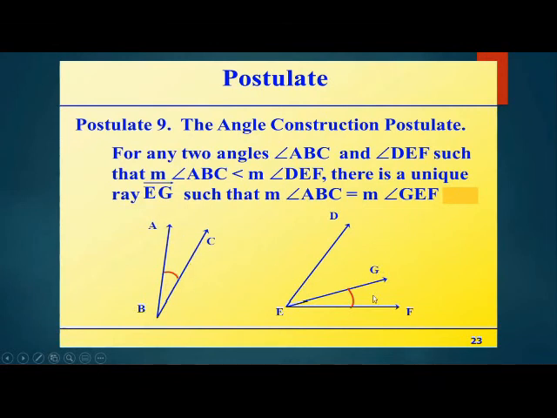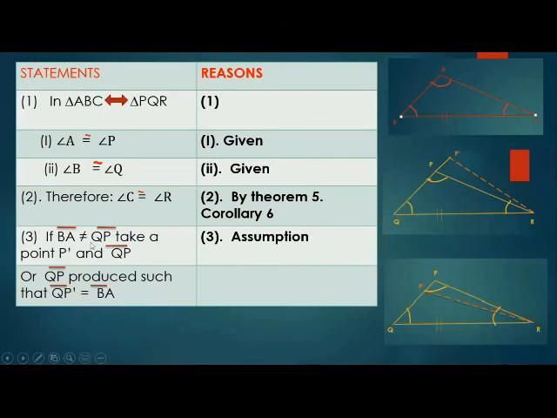For example, this is DEF, the full angle. We have drawn a ray over here, which is EG. So there are two angles formed over here. One of them is congruent to the first angle. Now, moving towards the statements and the reasons. In triangles ABC and PQR, we are comparing that angle A is congruent to angle P and angle B is congruent to angle Q, which was given.